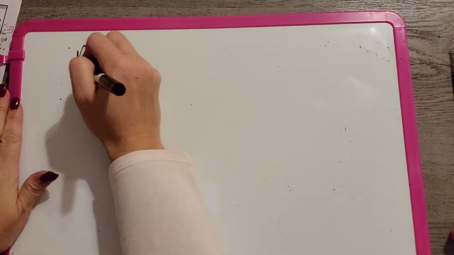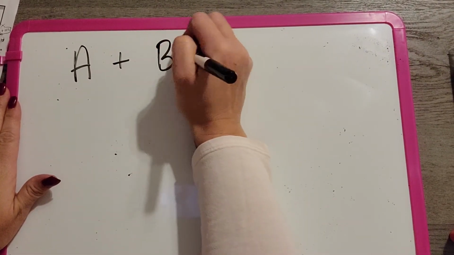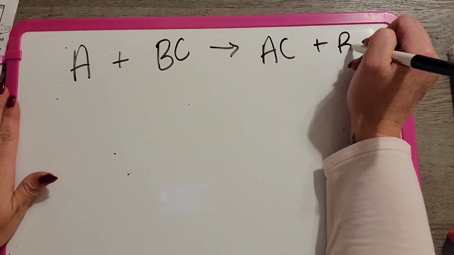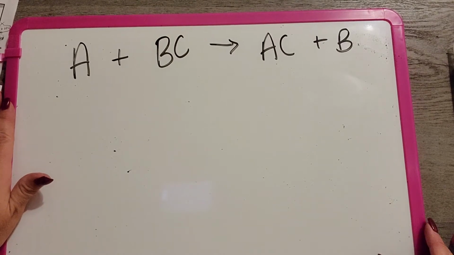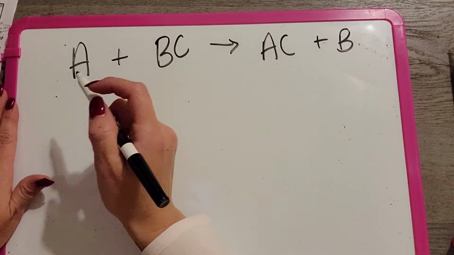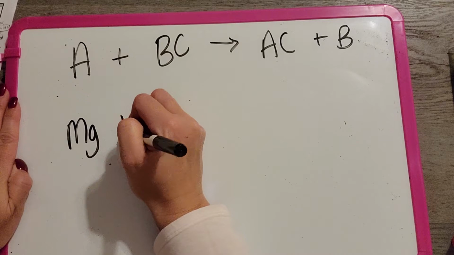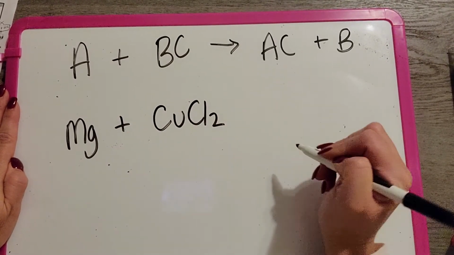All right, so we're going to write the regular equation for single replacement again. A, B, C. It's A with C, and then B gets kicked out. So that's the basic equation for single replacement reactions. Let's do magnesium, again, plus copper 2 chloride.